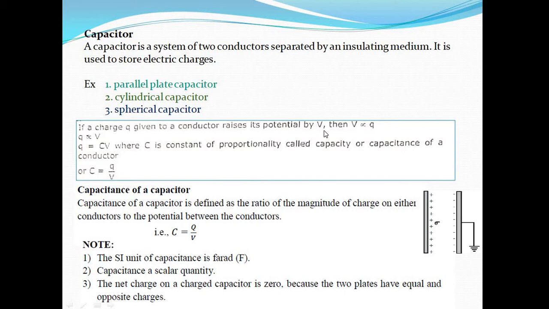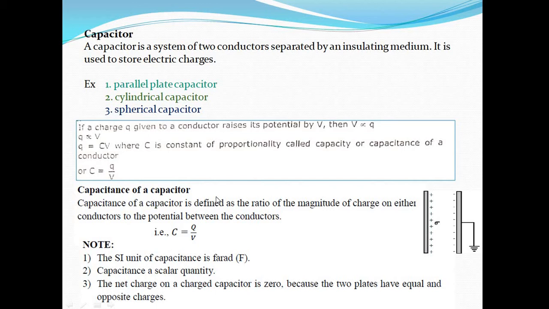The potential rises, V rises, which means the charge and potential are directly related. Q is related with V. Potential and charge are directly related. See, Q can be written as C into V, where C is the constant of proportionality. That C is known as the capacitance or the capacity of the conductor. That is the ratio of Q by V. Okay, that is how we can define the capacitance of the capacitor.